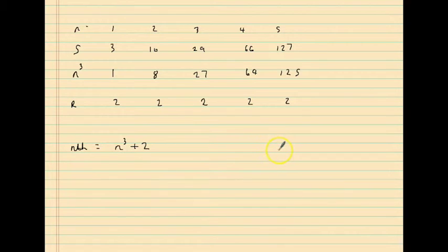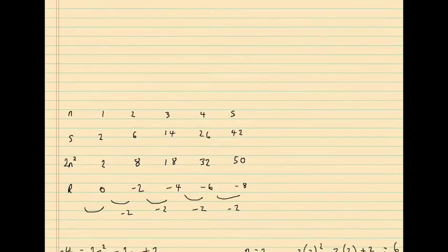Let's just check that, put some numbers in here. So let's say when n equals 2 again, we have 2 cubed plus 2. 2 cubed is 8 plus 2 gives us 10, which is what we wanted to see here. And when n equals 3, we've got 3 cubed plus 2. Well, 3 cubed is 27. Add the 2. Gives us 29, which is exactly what we wanted to see. So we've got our nth term of n cubed plus 2. Okay, and back to the last one.